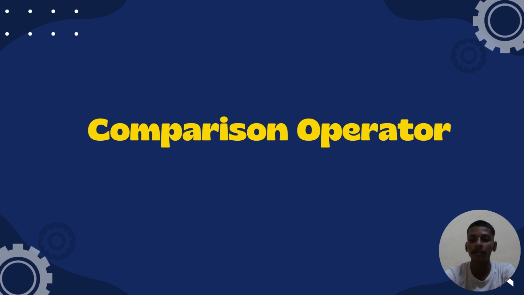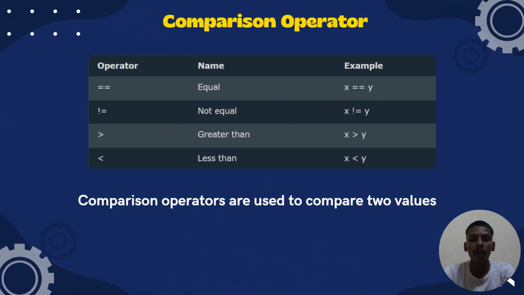Comparison operators. Comparison operators are used to compare two values. Let's see the operator symbol and name for the operators: equal, not equal, greater than, less than. Examples: for equal, x equal to y; not equal, x not equal to y; x greater than y; and x less than y.